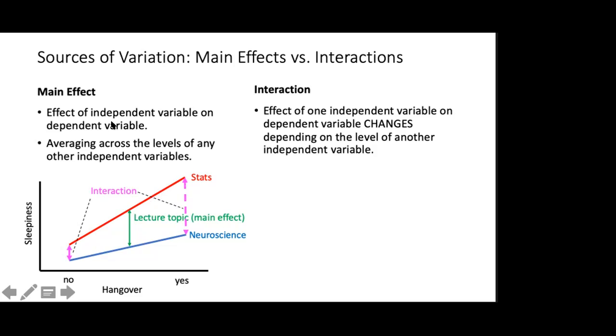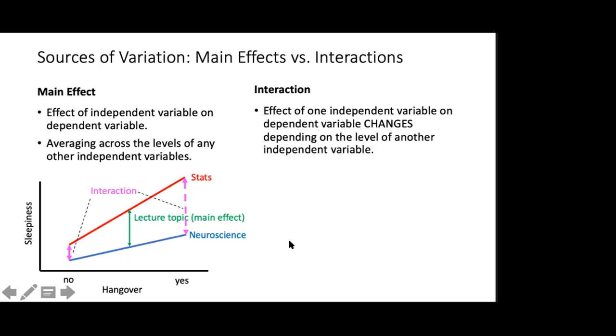We have talked about that before in regression, I just wanted to repeat that. So we are differentiating between the main effects. This is the effect of an independent variable on the dependent variable, averaged across the levels of the other independent variables. If we were interested in the main effect of lecture topic, then we would look at the mean difference. This is the difference for no hangover, and this is the difference for hangover. The main effect would be the average of these two differences, so it would be here.